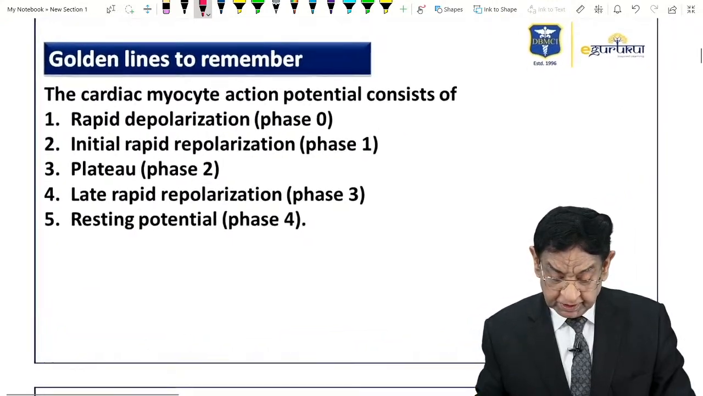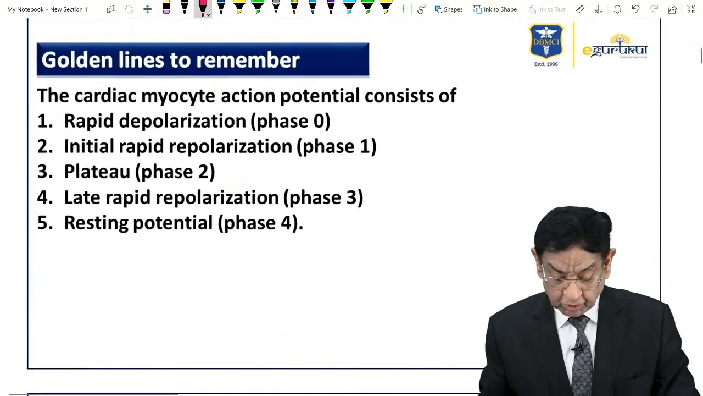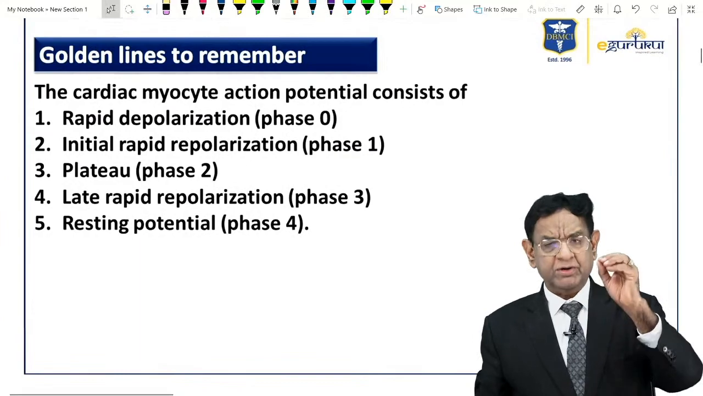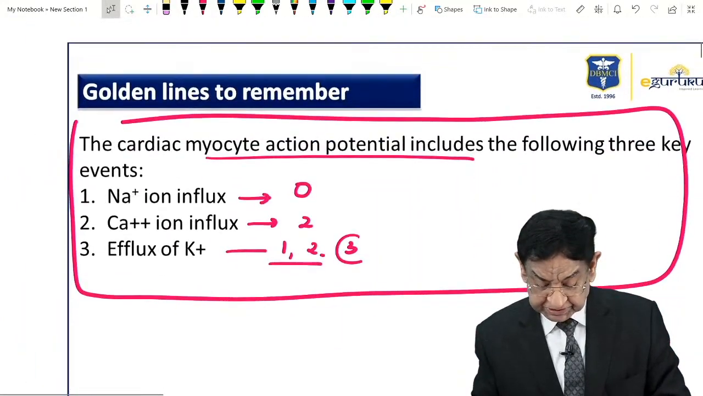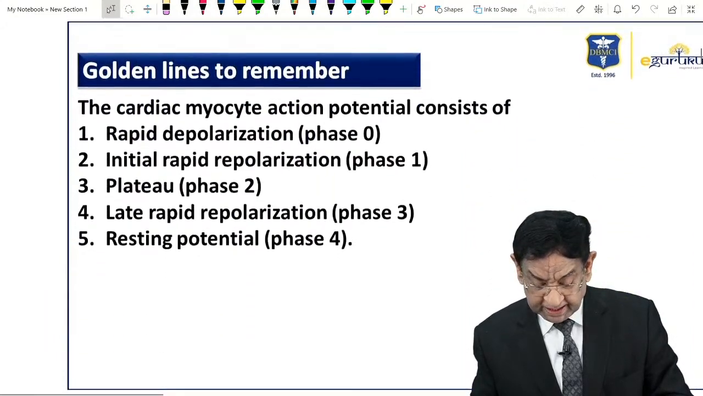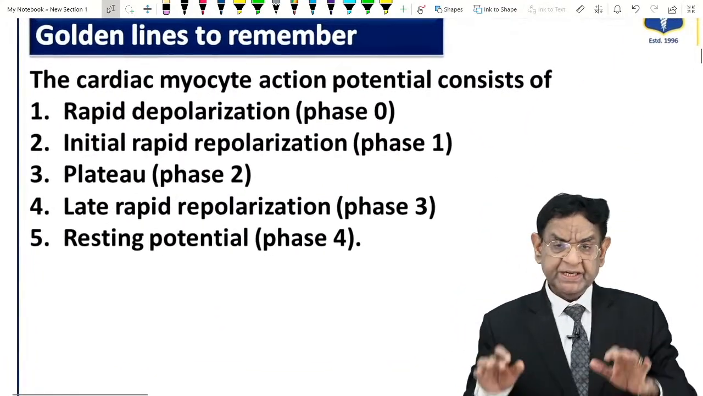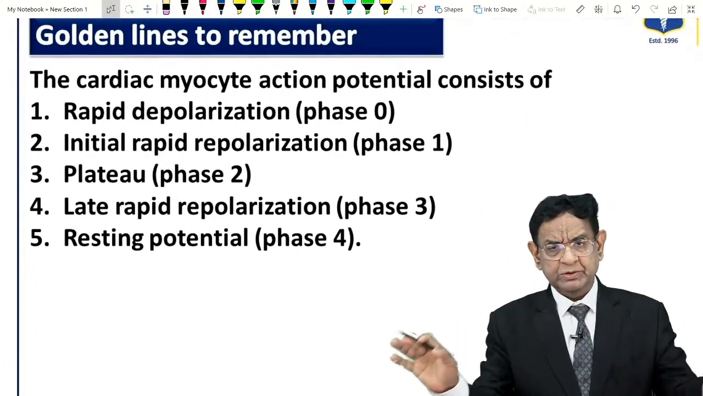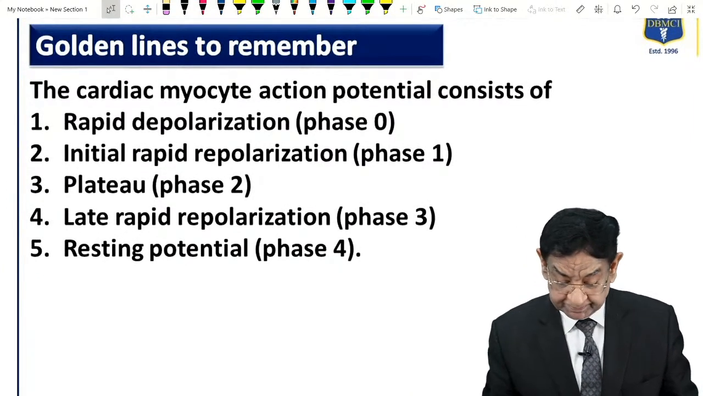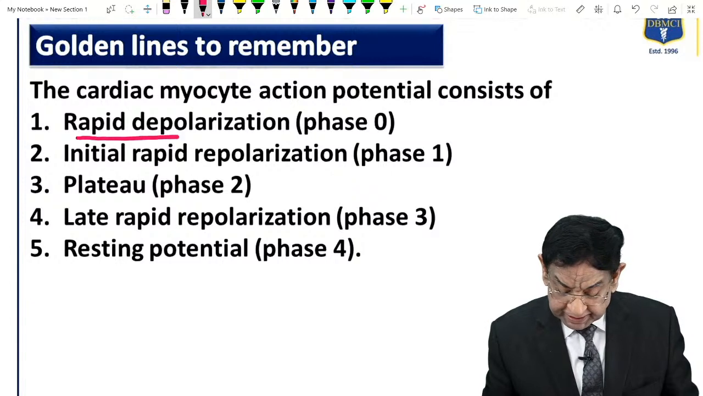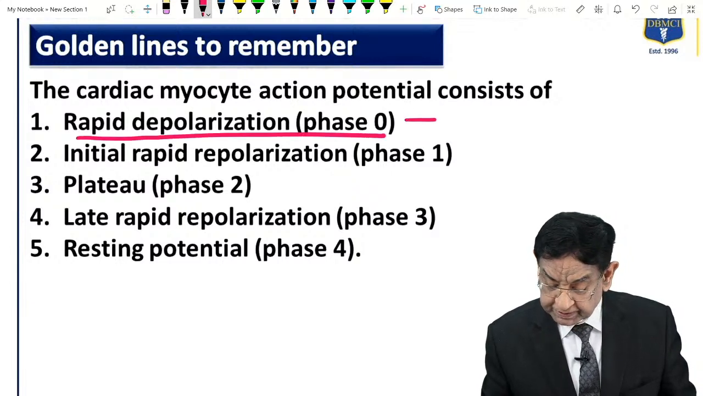So, golden line to remember. I'll be giving a lot of golden lines to you. The first golden line what you got was this. Get a second golden line. Golden lines are the summary. If you know the golden lines, you can know the entire cycle. So the golden line to remember: rapid depolarization is phase 0. And just to inform you, sodium enters.